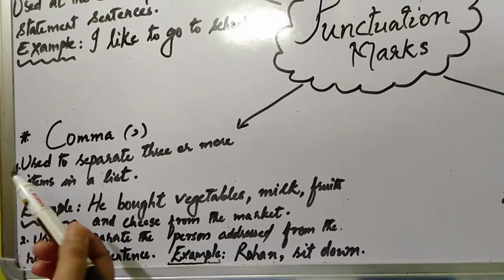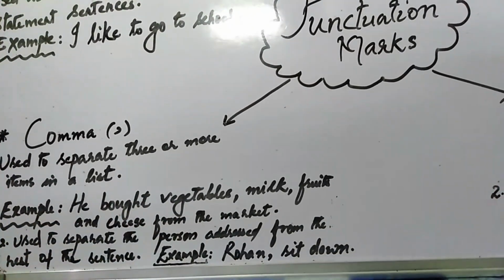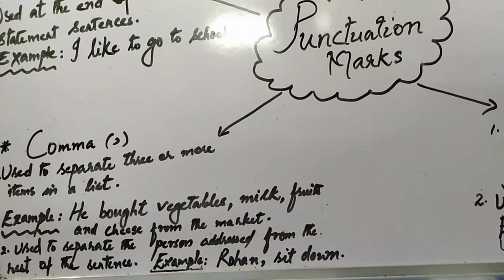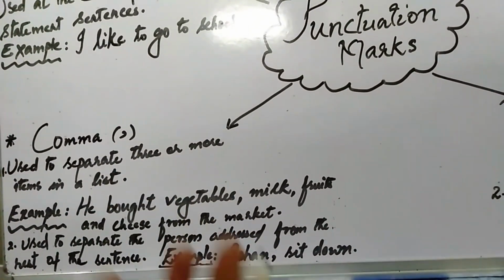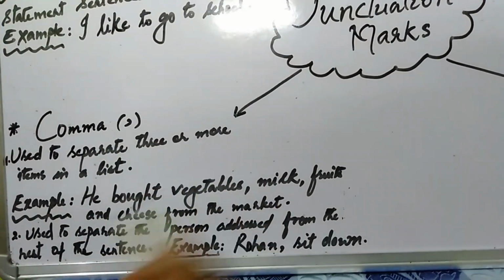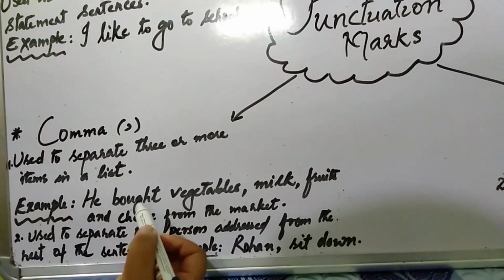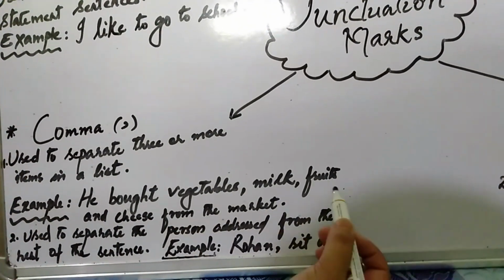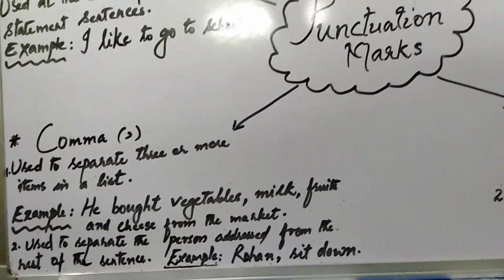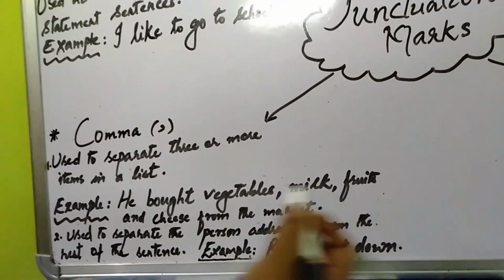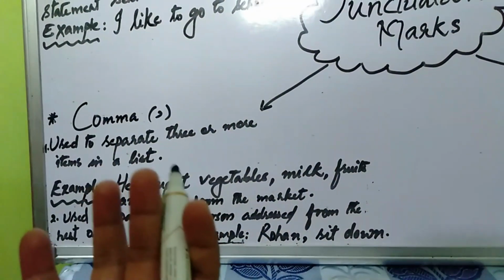Okay, first, it is used to separate 3 or more items in a list. So when many names occur, it may be proper names, or many nouns occur, proper or common, we tend to separate them with the help of a comma. Here is an example. He bought vegetables, milk, fruits and cheese from the market. So see students here, if I simply read it without commas, what will happen? The reader, the listener will get confused.